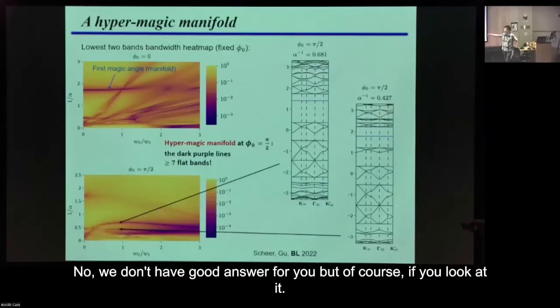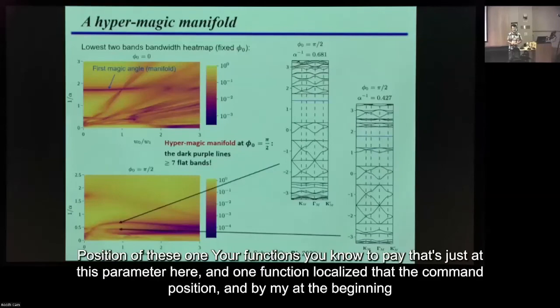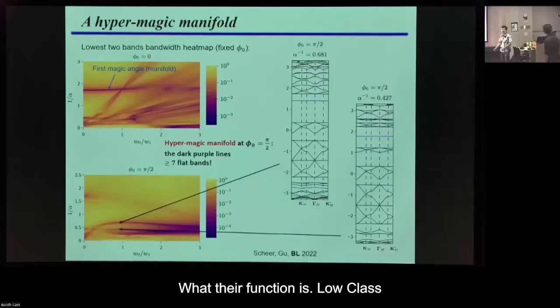But of course, if you look at the position of these Wannier functions, they are located at Kagome positions. It's just that at this parameter, you have the Wannier function localized at the Kagome position, and by my argument at the beginning, you should get flat bands back. Is there any reason why the Wannier function is localized at the Kagome positions? No, that's why I said we don't understand it, so we don't know why it goes there.